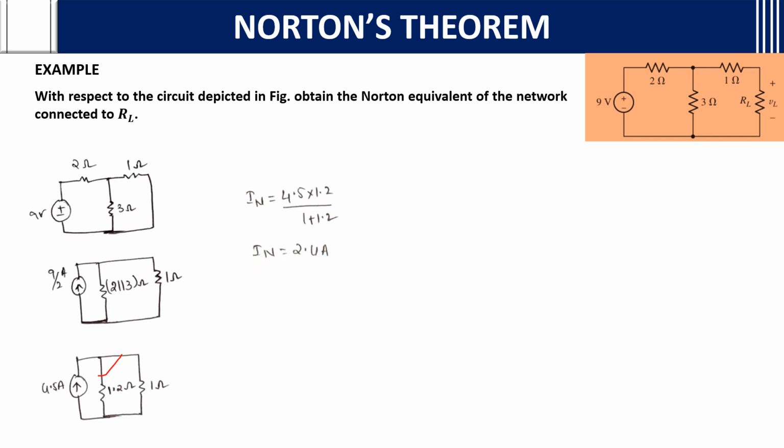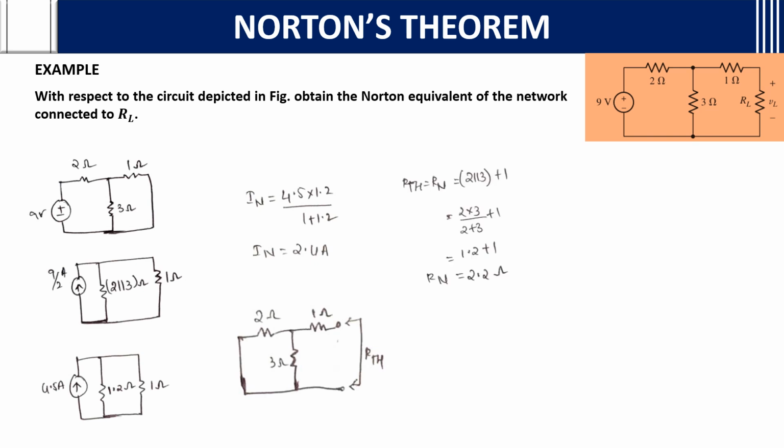Now we got IN. We want RN now. To get RN, eliminate all the energy sources and only retain the resistances. Then you see, 2 is parallel with 3 ohms, and that in turn is in series with the 1 ohm by the circuit. Then if you calculate, you will get 1.2 plus 1, that is 2.2 ohms.